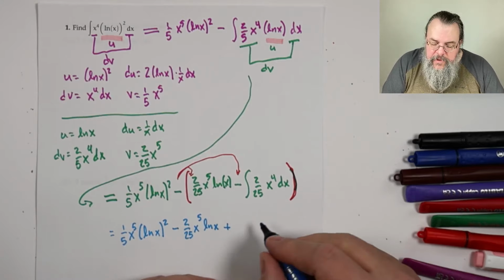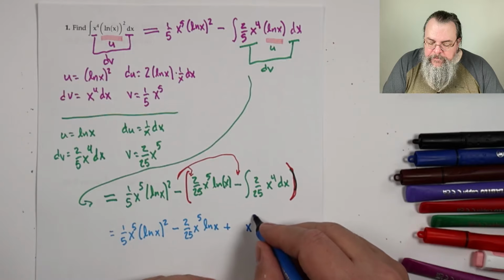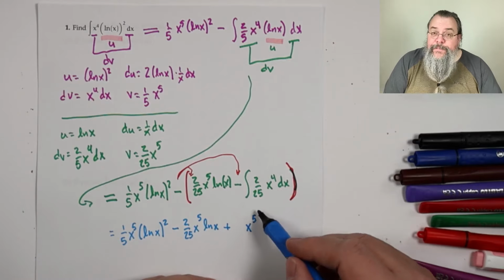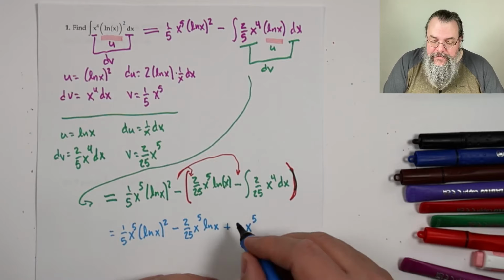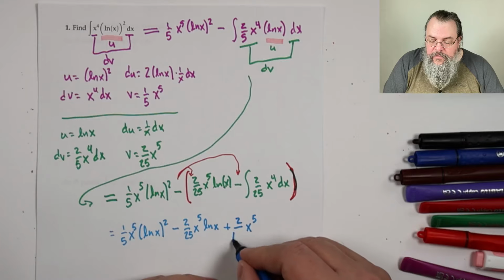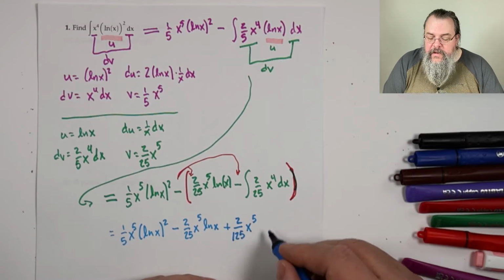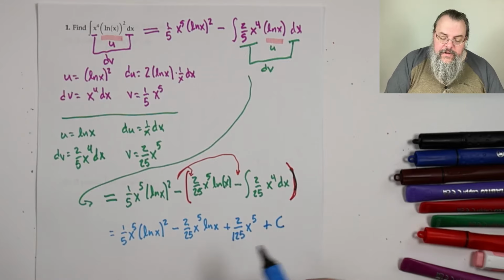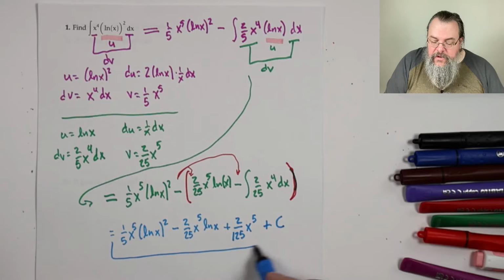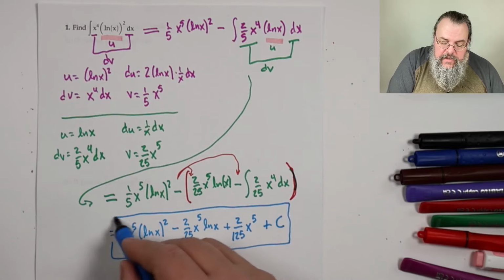Now here we integrate. Integral of x to the 4th, we've done that. That's x to the 5th, and we're going to divide by 5. Well, there's already a 25. Multiply that by 5. That gives us a 2 over 125. And don't forget, plus c. That's right. If you have an indefinite integral, you need that constant at the end.